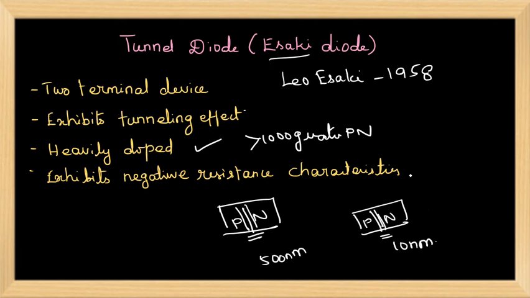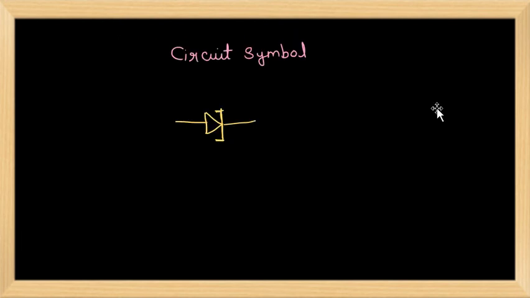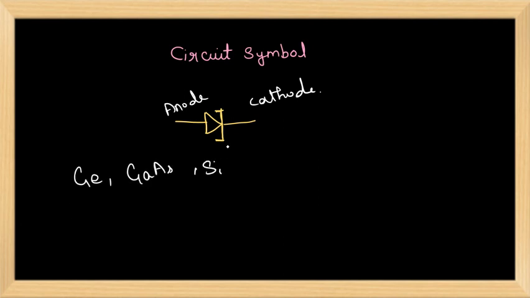Tunnel diode exhibits negative resistance characteristics. That is, the electric current decreases as the voltage increases. This is the symbol of tunnel diode. This is anode and this is cathode. They are usually made from germanium, gallium arsenide and silicon materials.